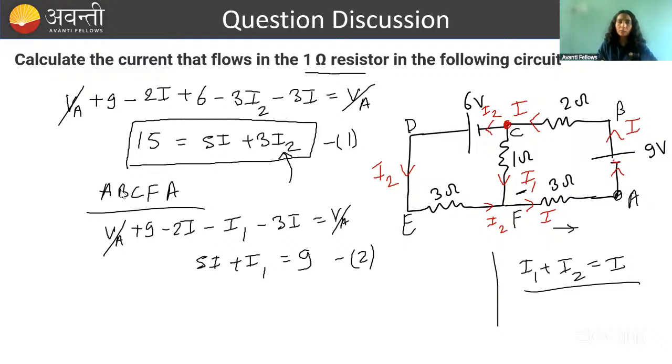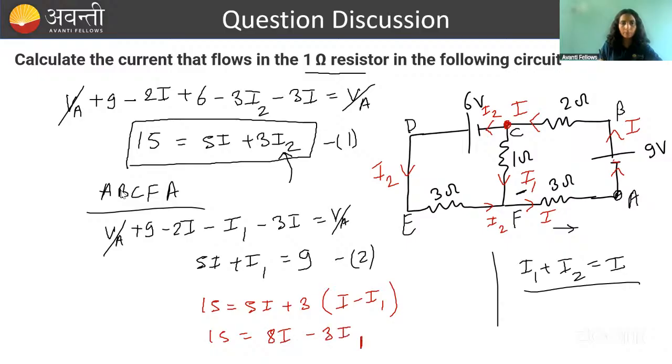So if you calculate I2 from here, or write I2 in terms of I1, what will you write? I am going to the first equation, okay? So that was 15. 15 is equal to 5I plus 3. What can you write in place of I2? I minus I1. So this will become equal to how much? 8I minus 3I1. Okay? 8I minus 3I1. Now you have this equation. Let's call it equation 3, and equation 2. If you use these two equations, you can clearly get the value of I1, because we have two variables and two equations. So should I do this?